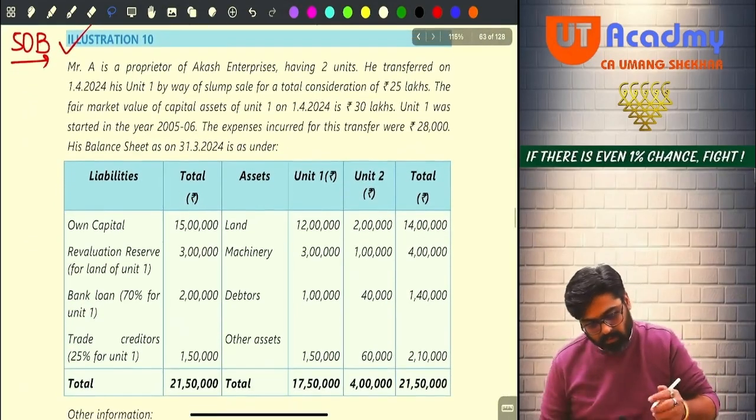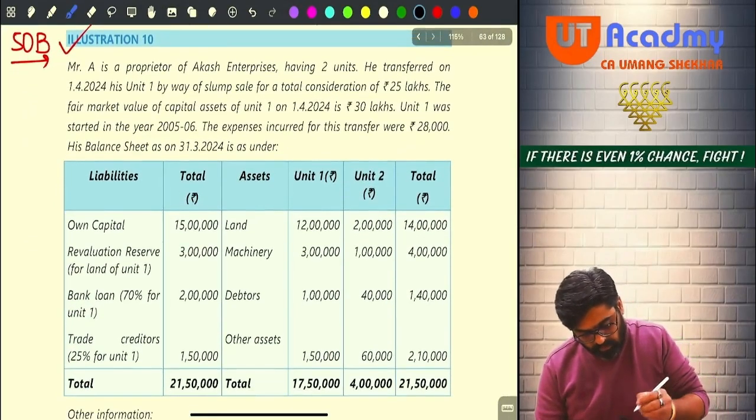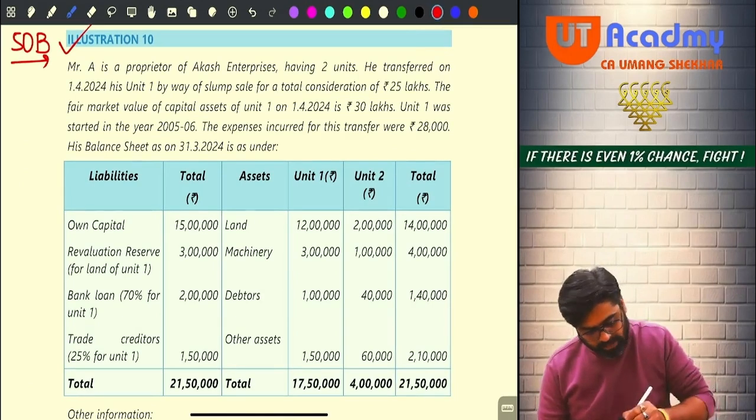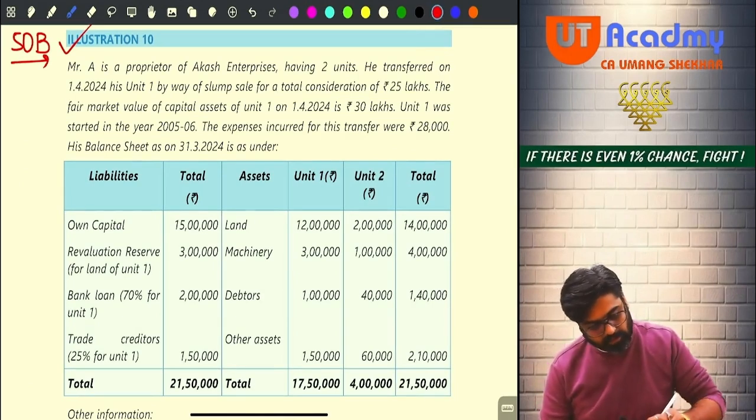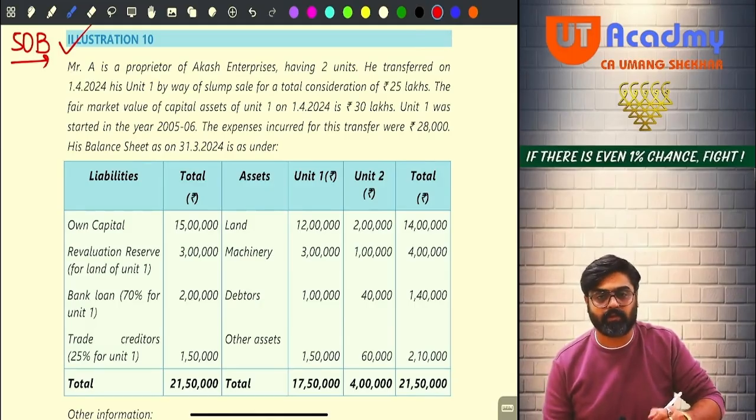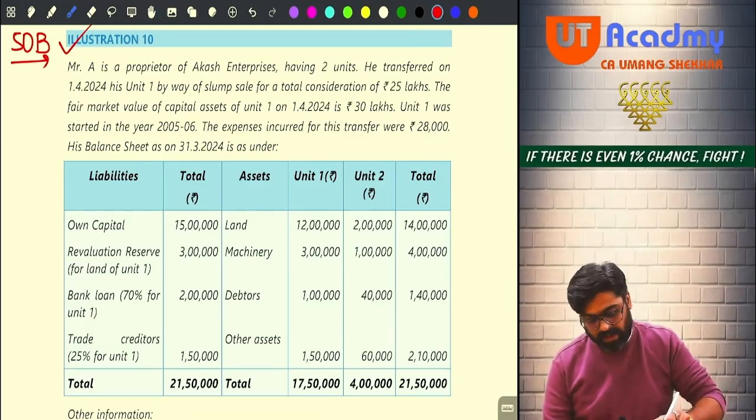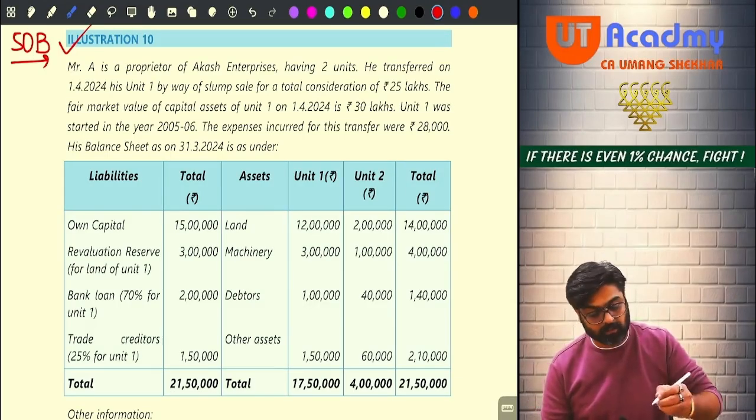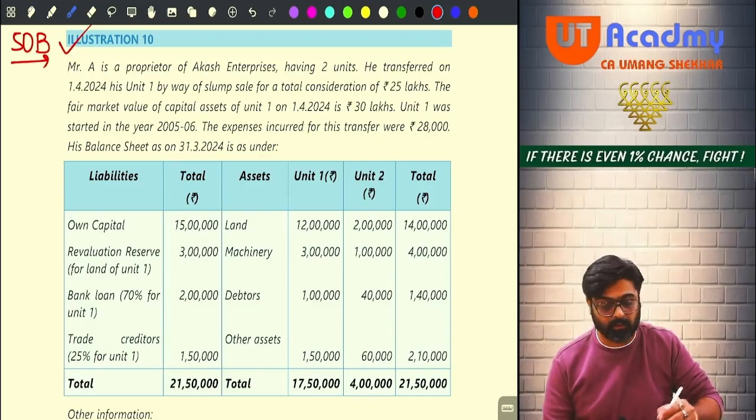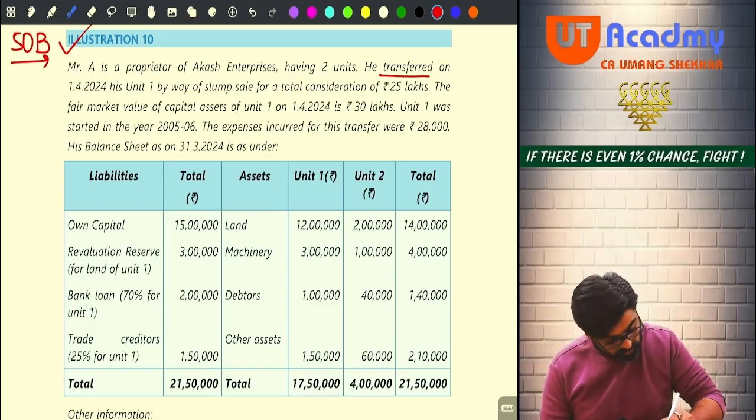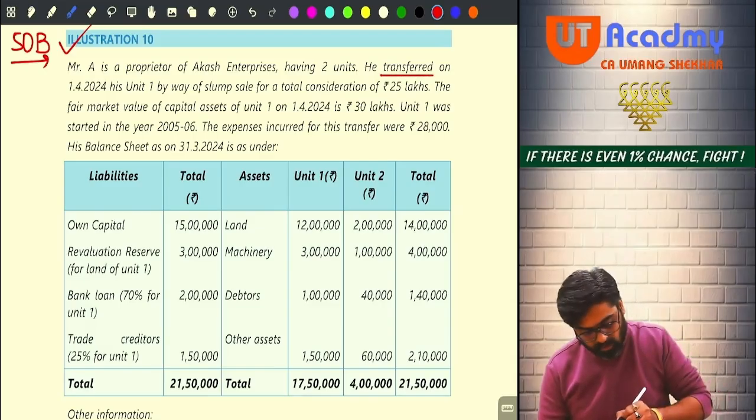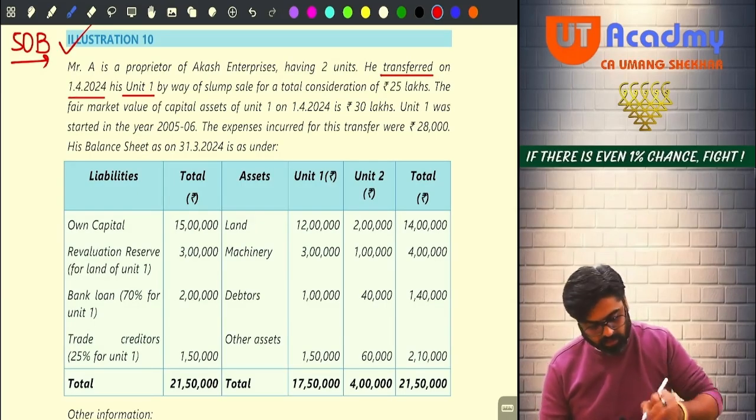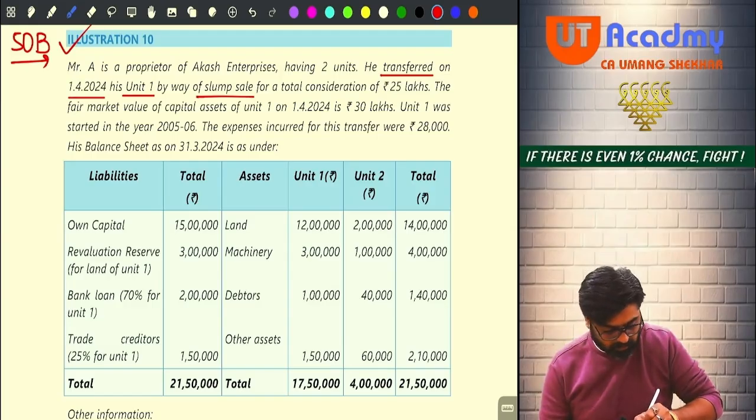See, Mr. A is a proprietor of Akash Enterprise having 2 units. He transferred on 1st April 2024 his unit 1 by way of slump sale for a total consideration of 25 lakhs. So he has transferred both the units or unit 1 only? Unit 1 on 1st April 2024. Okay. By way of what? Slump sale. And total consideration was 25 lakhs.